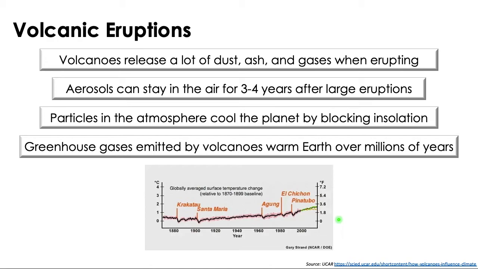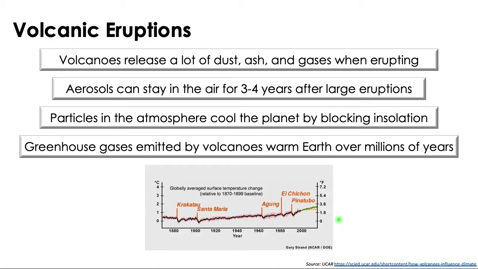But this takes millions of years to actually occur. So if we're talking about temperatures warming on Earth, volcanoes can warm Earth's atmosphere, but again, it's a process that takes millions and millions and millions of years, and it has to do with the amount of volcanoes that are erupting. But how do we actually know how climate is changing?